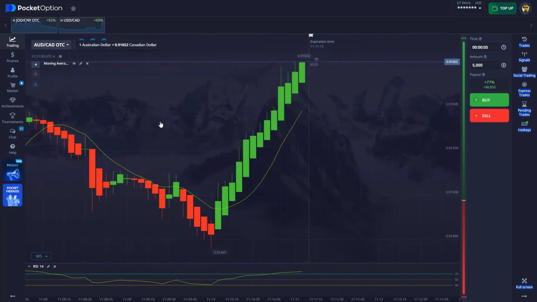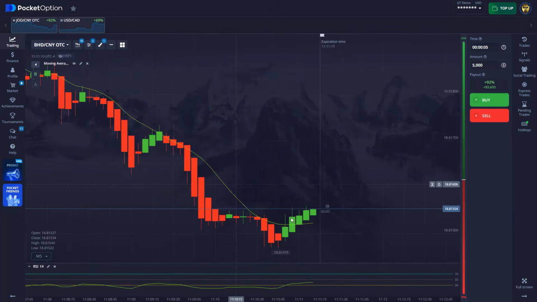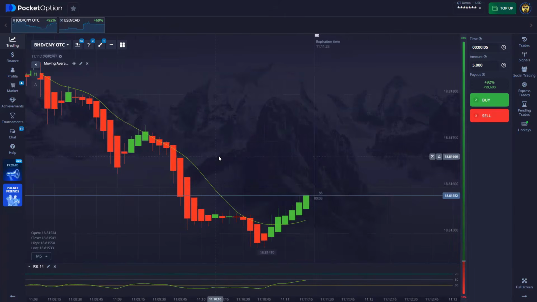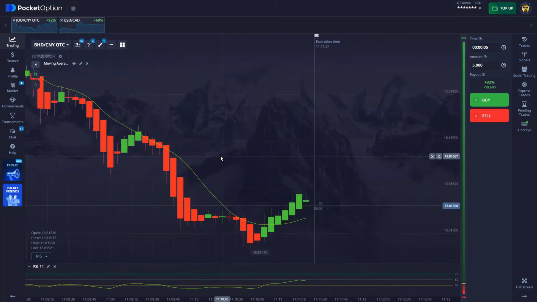So let's go to another pair real quick, and let's see if we can see one. Boom, there it is. The smooth moving average is trending down. So now you know the market is trending down, and this is just with a standard setting. When the price is above the line, you're in the uptrend. Below the line, the downtrend.